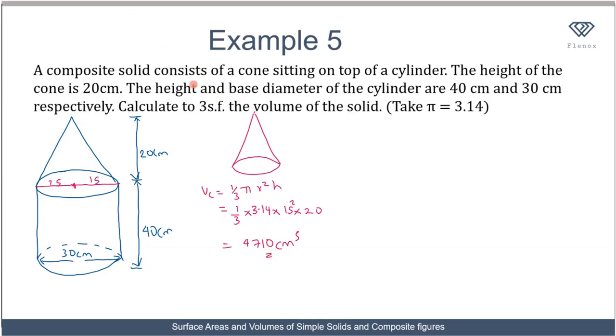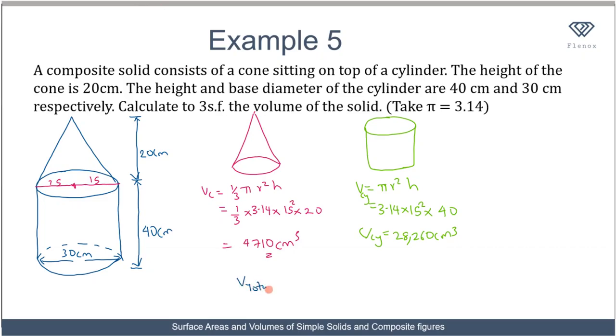Now I'm going to do the cylinder part. So for the cylinder, to sketch that out, we have a cylinder like this. I want to calculate the volume. We know that the volume of a cylinder is given as pi r squared h. Now pi, again, we take as 3.14, and the radius of this cylinder is the same as the radius of the cone, and that's going to be 15 squared, and the height of this cylinder is given as 40. When you push this into your calculator, what do you get? You get the volume of the cylinder to be equal to 28,260 cm cube.